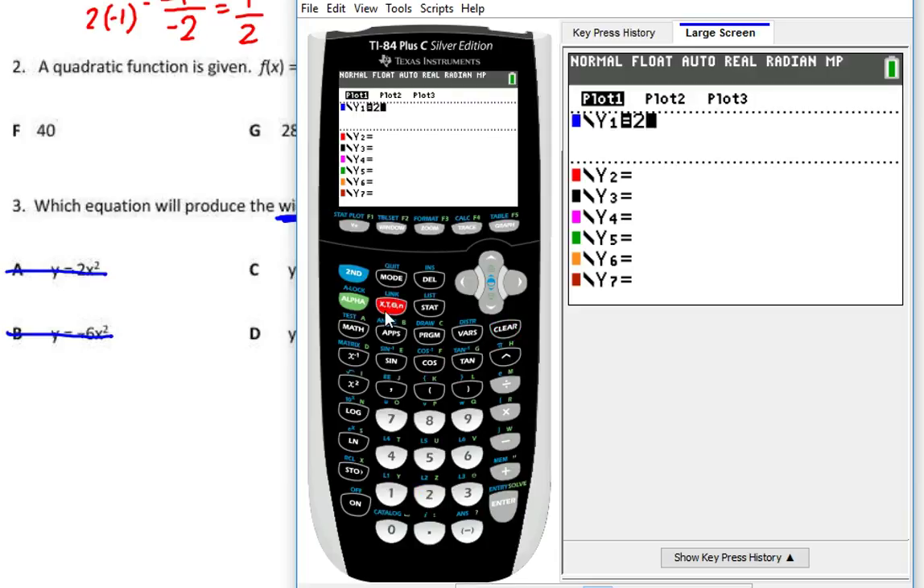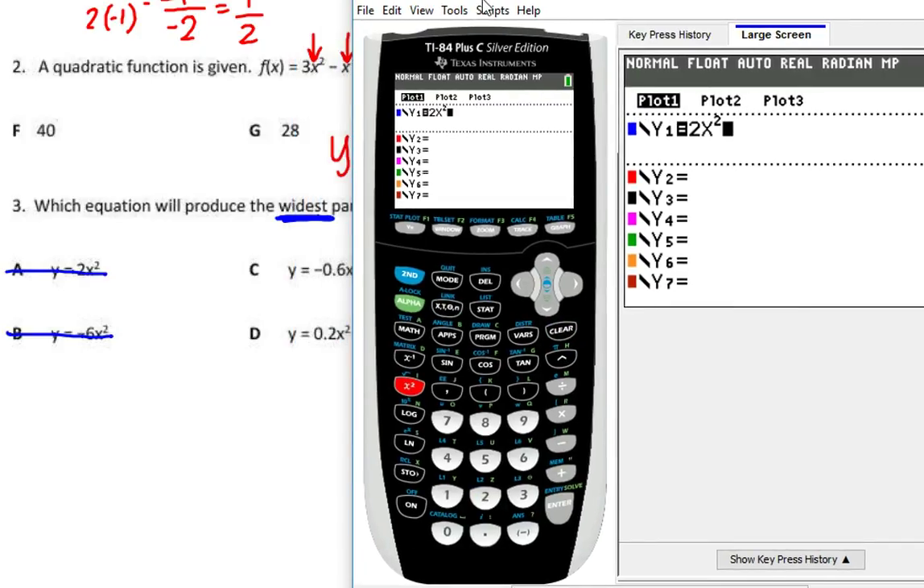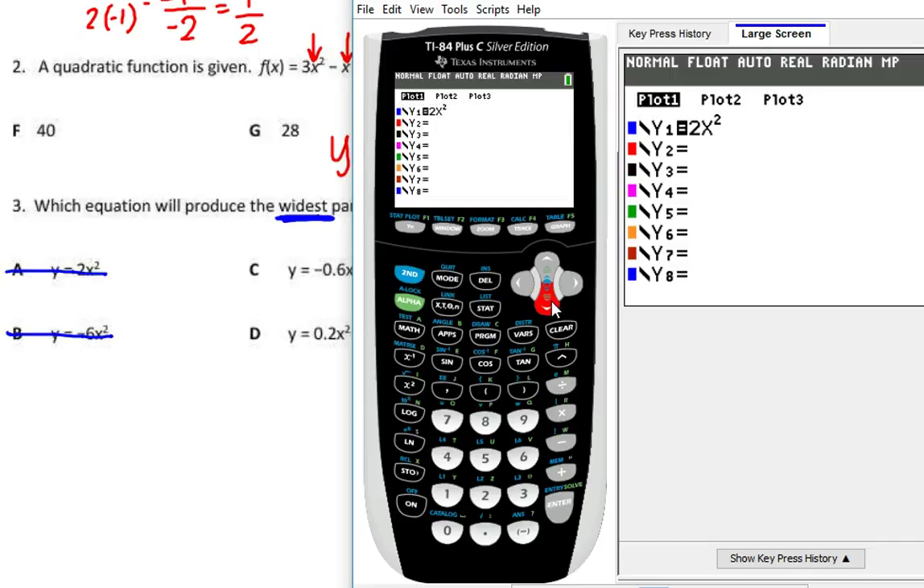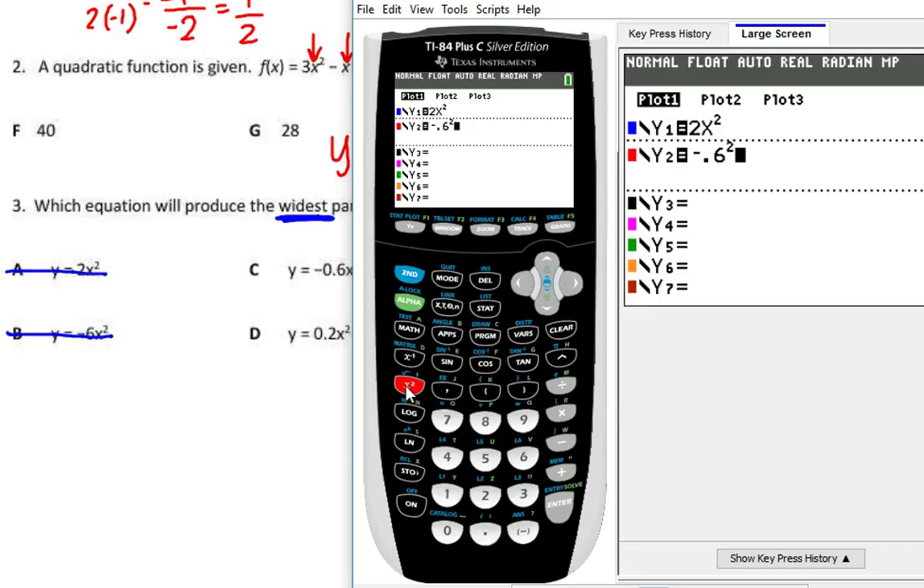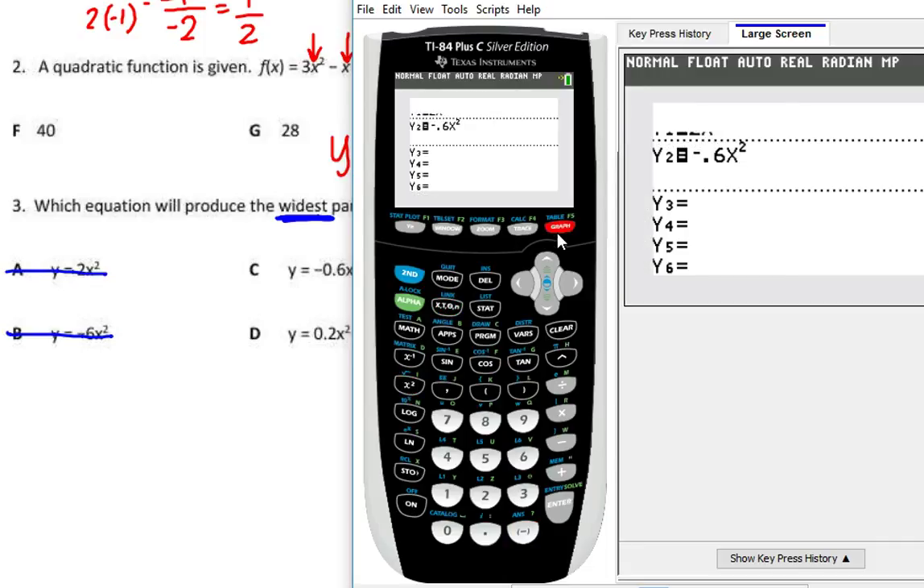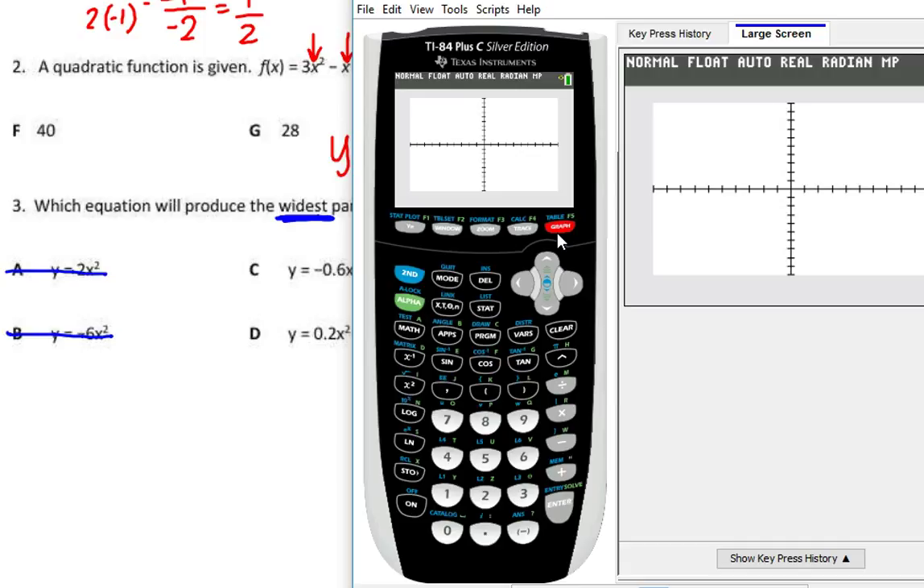So I'll just do that, 2x squared, and then let's compare it to C, -0.6x squared. All right, let's go look at our graph. So I'm comparing letters A and C. So there goes A, and maybe here goes C. So already I can tell that C is far wider than A.